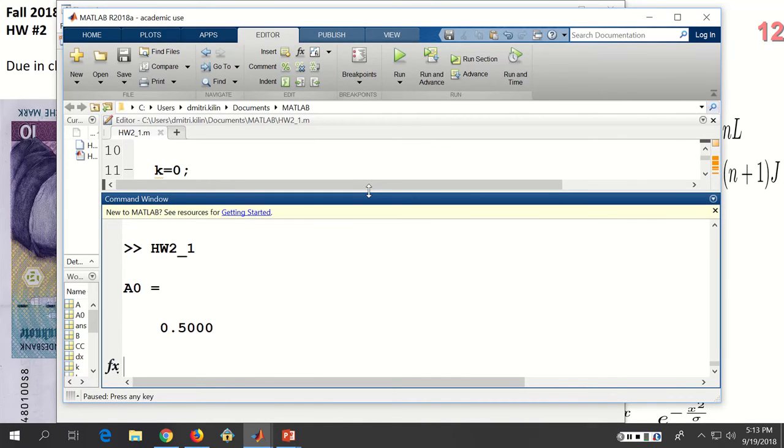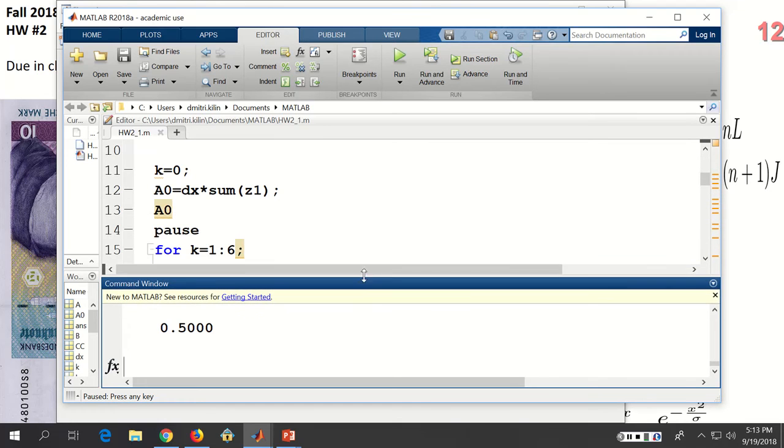So it tells, yes, 0.5. And I haven't seen volunteers for numerical integration, but basically you just add together values of the function, multiply by time step, right? So it's integration of the function that will give you a coefficient A0.